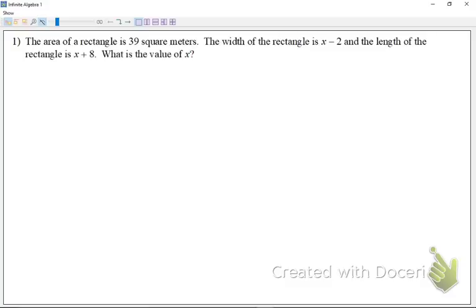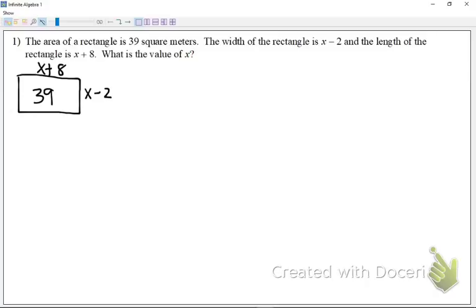The area of a rectangle is 39 square meters. The width is x minus 2, and the length of the rectangle is x plus 8. What is the value of x? So the first thing you guys need to do is create an equation. If you struggle creating this equation, draw your picture first. So you should have one of the sides say x plus 8, the other side say x minus 2.